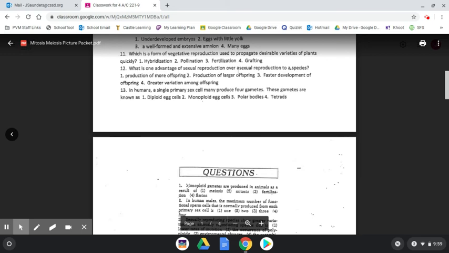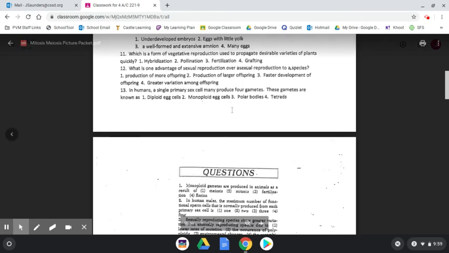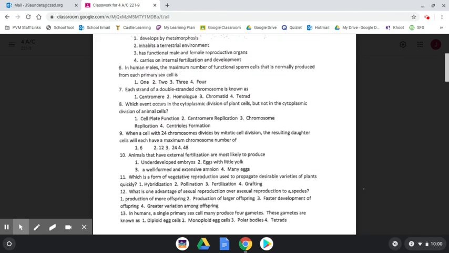Okay. Thirteen. In humans, a single primary sex cell may produce four gametes. These gametes are known as, what do we call? Not diploid, but monoploid or haploid. So number two, a monoploid egg cell.